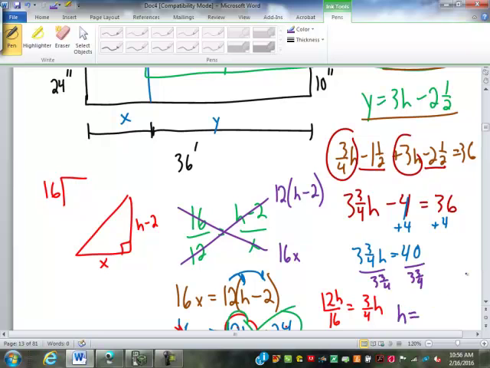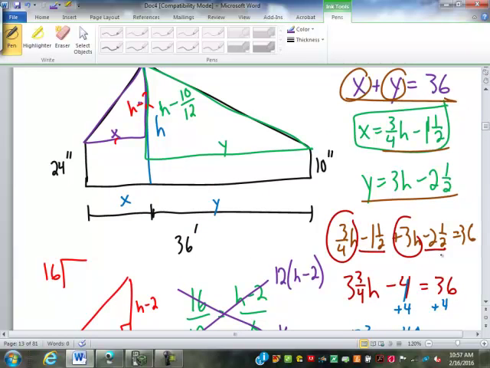So h equals what? No, it's not. 10 2/3, yes. 10 2/3 feet, or 10 foot 8 inches. So h is 10 foot 8 inches. I'm putting in parentheses here, 10 2/3 feet.